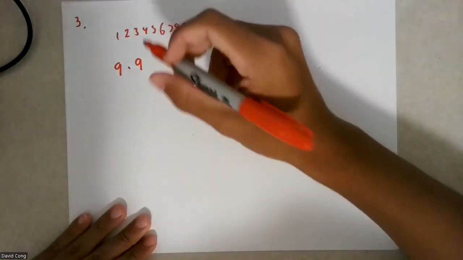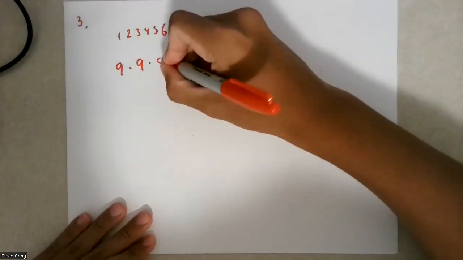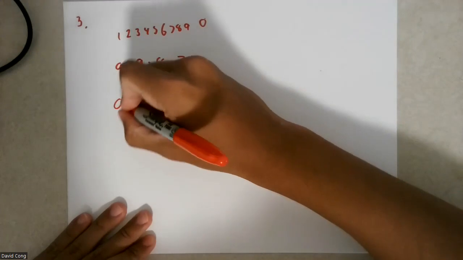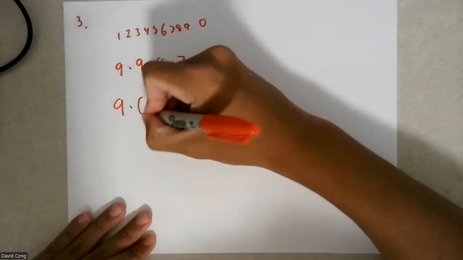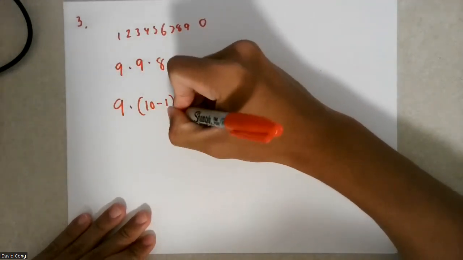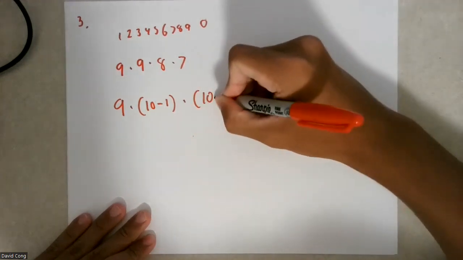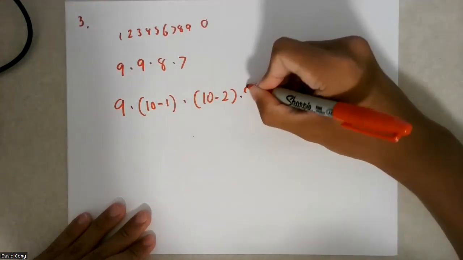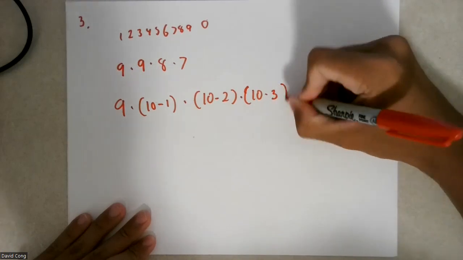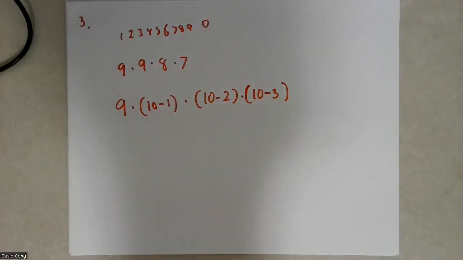0 is still an option. So there's 10 choices, but we already used 2. So it's 8. Same logic for the next one. So we get 9 choices for the first number. Then we have 10 choices, but we used 1. Then we have 10 choices, but we used 2. Then we have 10 choices, but we used 3.